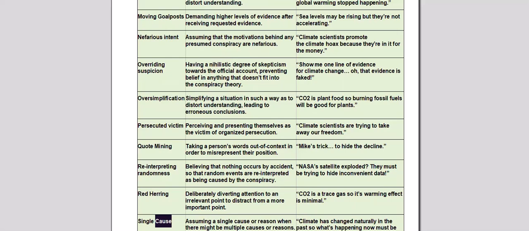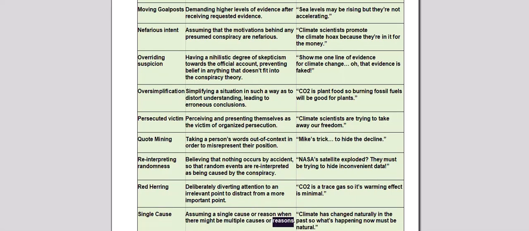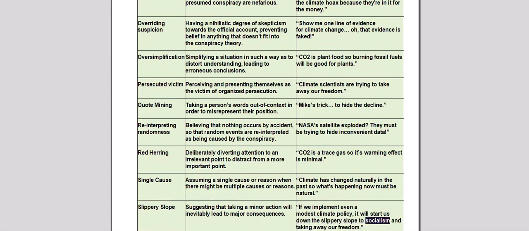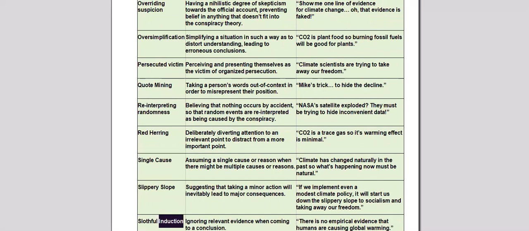Single cause: assuming a single cause or reason when there might be multiple causes or reasons. Climate has changed naturally in the past, so what's happening now must be natural. Slippery slope: suggesting that taking a minor action will inevitably lead to major consequences. If we implement even a modest climate policy, it will start us down the slippery slope to socialism and taking away our freedom.